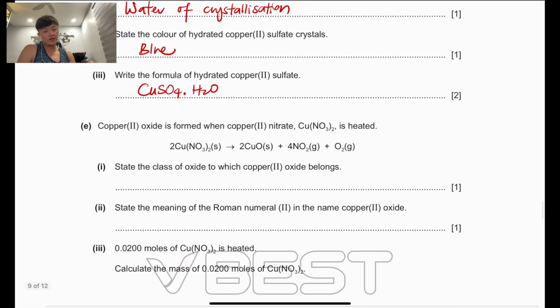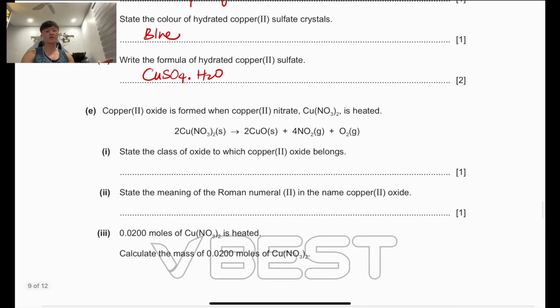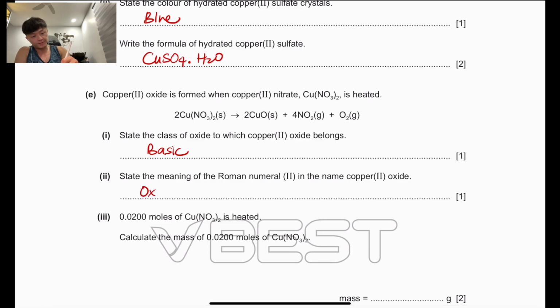Okay, next one. State the class of oxide to which copper 2 oxide belongs. See, copper 2 oxide, metal oxide. Metal oxides are basic oxides. Yeah, and state the meaning of the Roman numeral 2 in the name copper 2 oxide. Remember, it represents the oxidation state, or you can also say the charge number of the element.